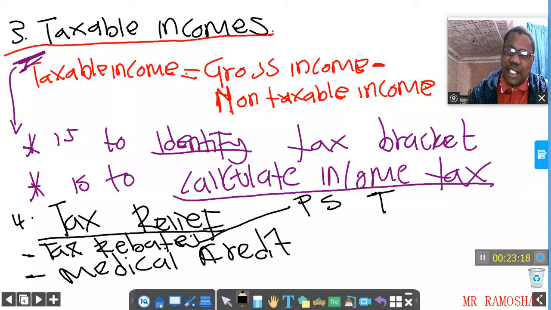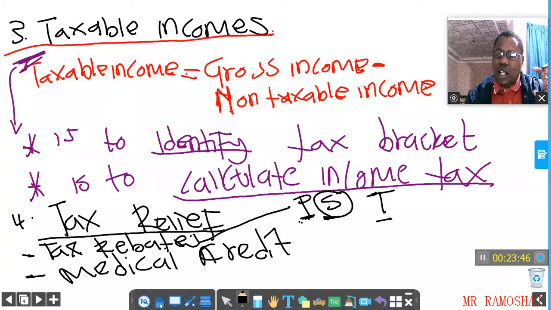Now, when we talk about the rebate, they are 3, as I mentioned, right? So if you qualify for primary, you don't qualify for secondary and tertiary. But if you qualify for secondary, it means you qualify for primary and secondary. And then how do we know that you qualify for a certain tax rebate? We look at your age. Your age is the one that will tell us that this person is qualifying for primary only, this person is qualifying for secondary and tertiary.